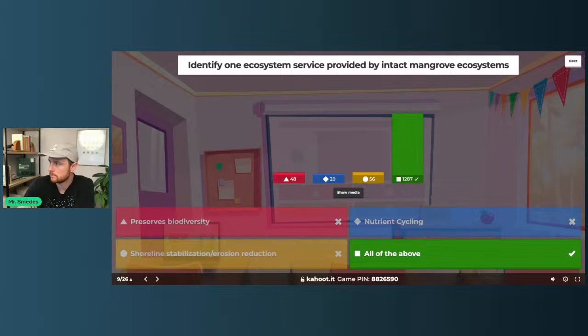There you go. Yeah, especially shoreline stabilization. Great ecosystem service because it prevents damage to homes and loss of property.